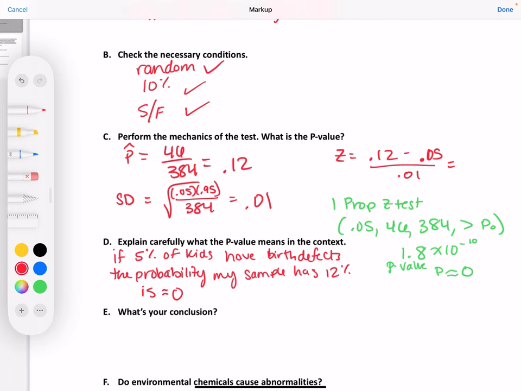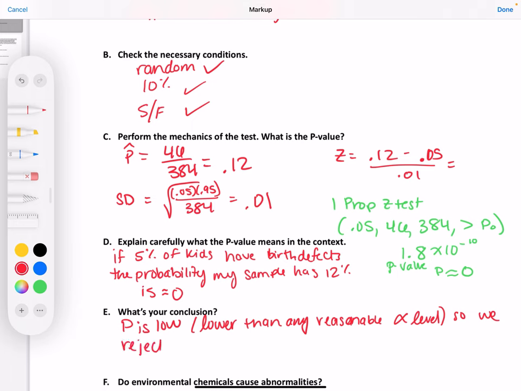So then what's your conclusion? So this p-value is low, which is lower than any reasonable alpha level. So we reject the null hypothesis. And there is enough evidence to suggest the rate has increased.